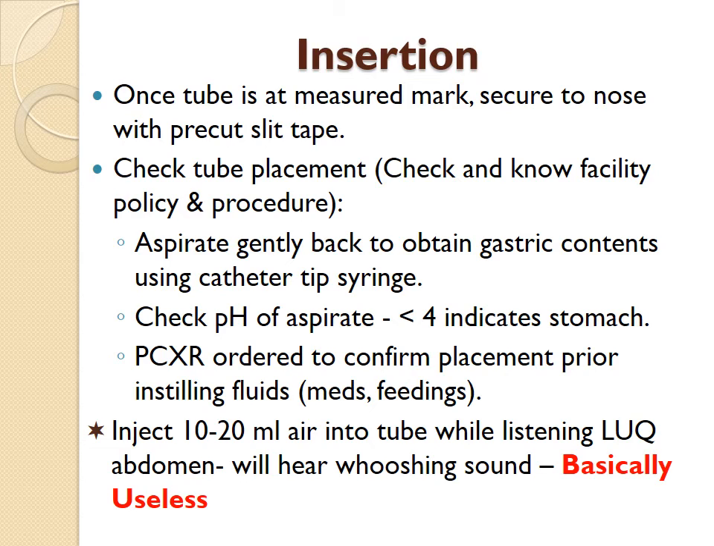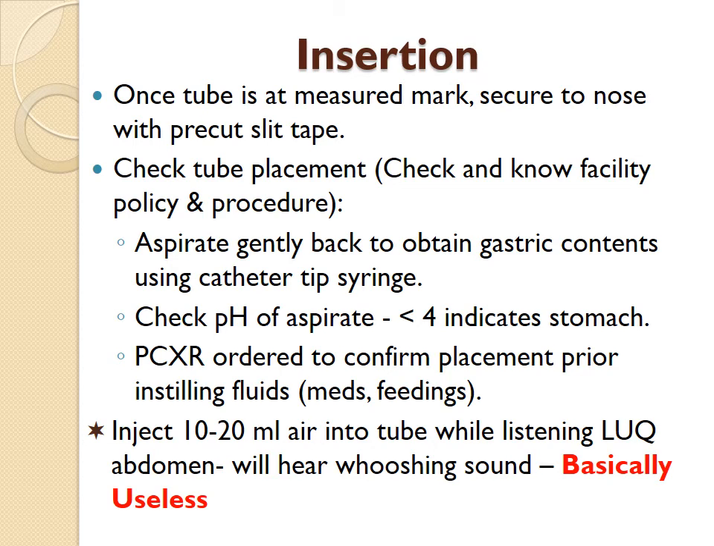This first one, which says to aspirate gently back to obtain some gastric content using that catheter tip syringe that you brought in with you, is truly a way to see the coloring of the content as you're aspirating and looking at it. It doesn't really guarantee, though, that you are in the stomach. It can say that you are in the intestine, and it can be some drainage coming from the trachea. But you want to look at it and you want to check it for that pH.